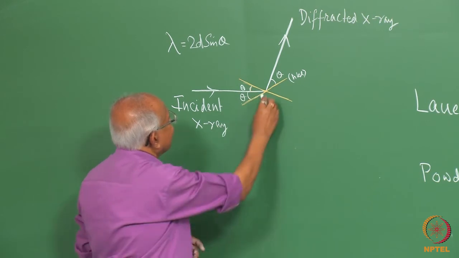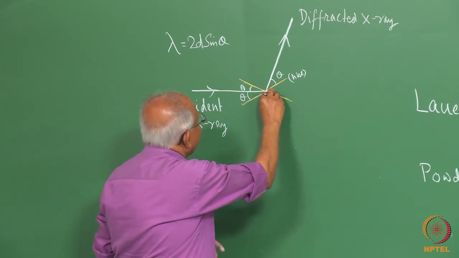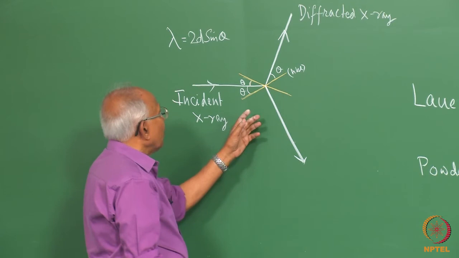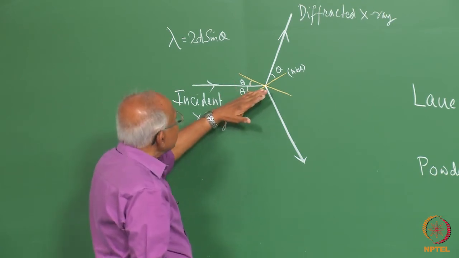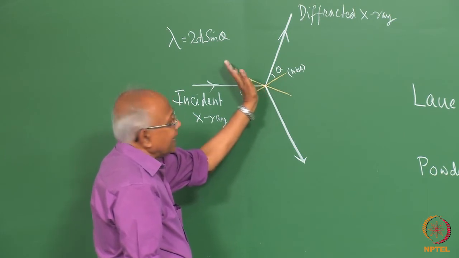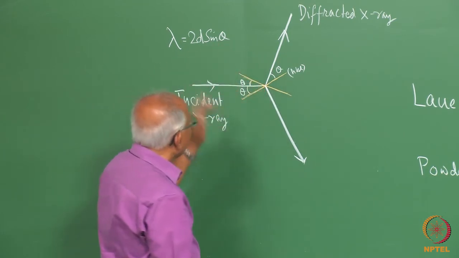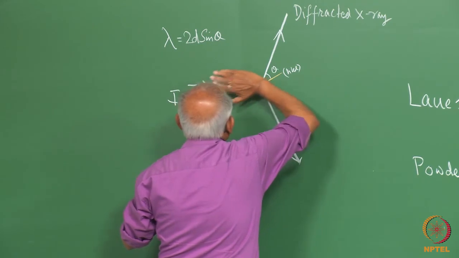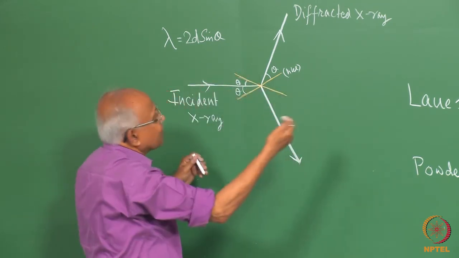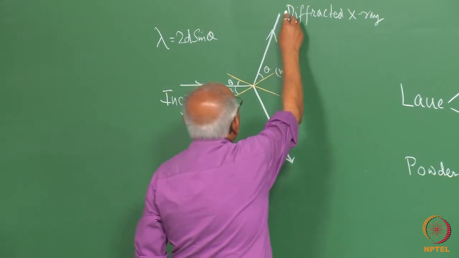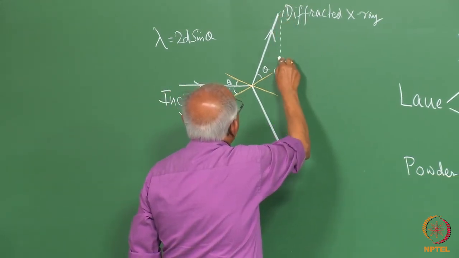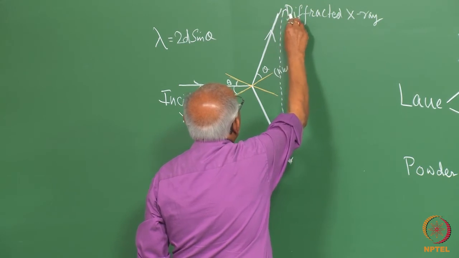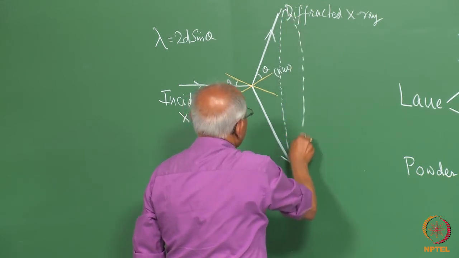So, what will happen in that case? You will have the diffracted radiation coming out in this fashion. So, if you look at the locus of all the diffracted radiation coming out from the same HKL plane in as many crystals as possible, say for example, in one crystal, the HKL plane may be making an angle theta with the incident radiation and the diffracted radiation comes out in this direction. So, if you consider all the diffracted radiation from a particular type of HKL planes from many, many crystals, you will find that the whole diffracted radiation will come out in the form of a cone.